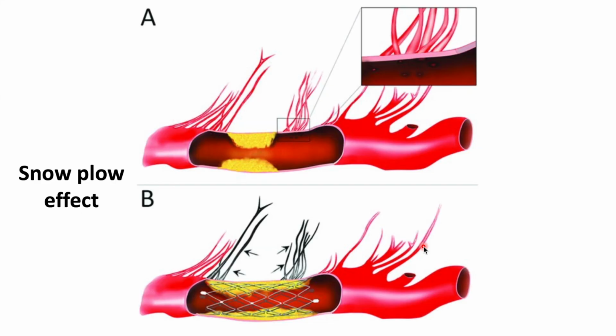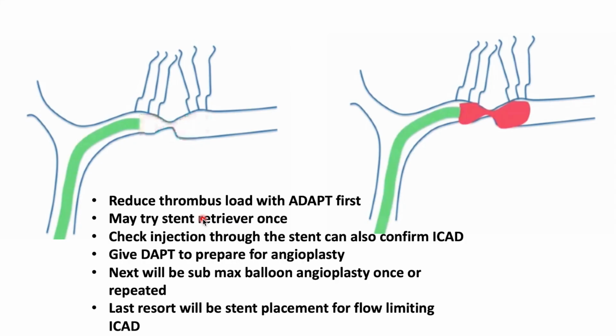What actually happens is that, for example, this is the M1 territory. There are perforators coming out of it which do not have collaterals. Now if you do balloon angioplasty here or a stent angioplasty, there is a likelihood that this atherosclerotic material or the thrombus will get pushed into and shifted into the perforators and cause infarction. So this is the snow plow effect.